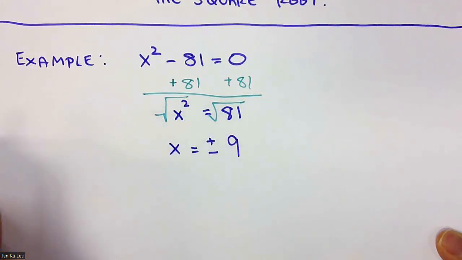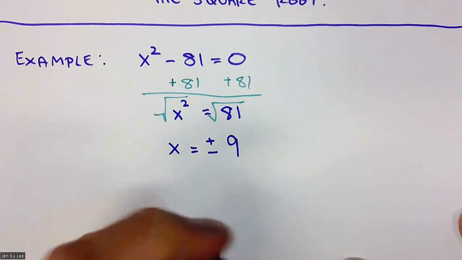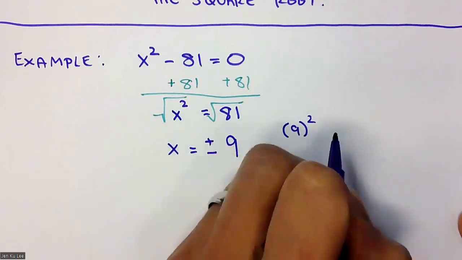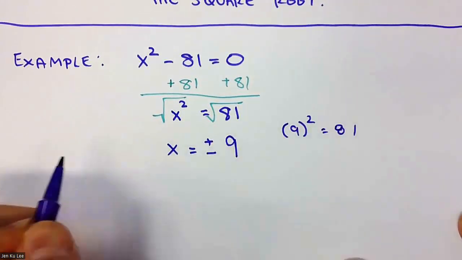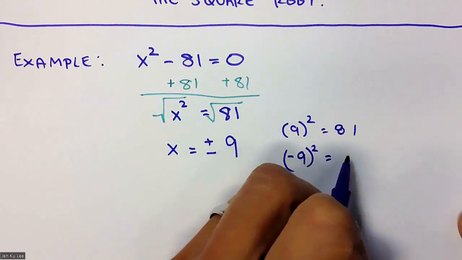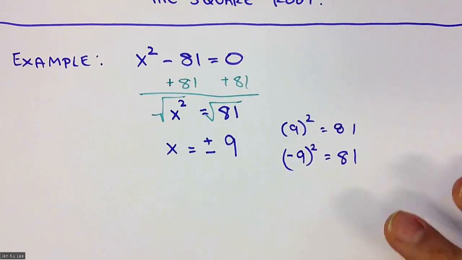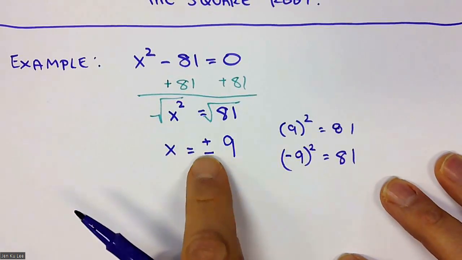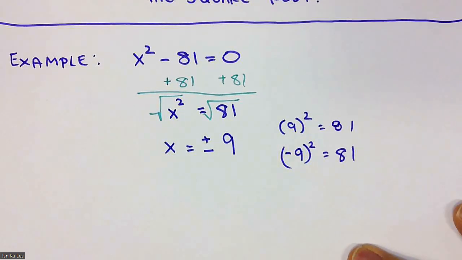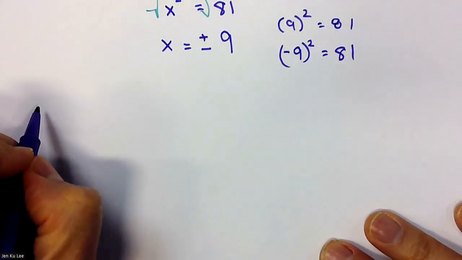9, okay? It's plus or minus 9 whenever we square root, because 9 squared is 81, and negative 9 squared equals 81 as well, okay? So that's why we always have to put the plus and the minus, because the positive and the negative number works. Okay? Let's do another example.